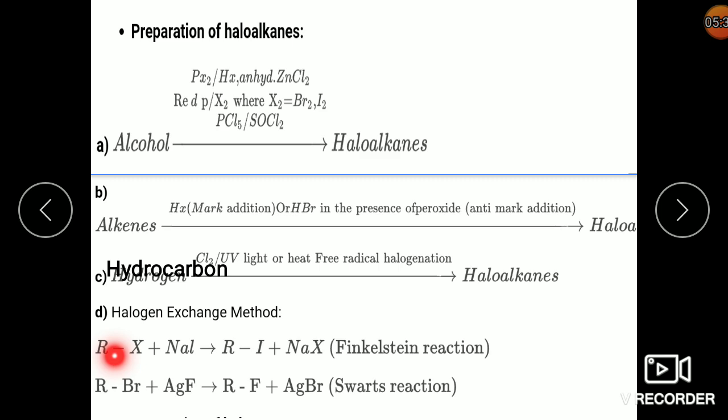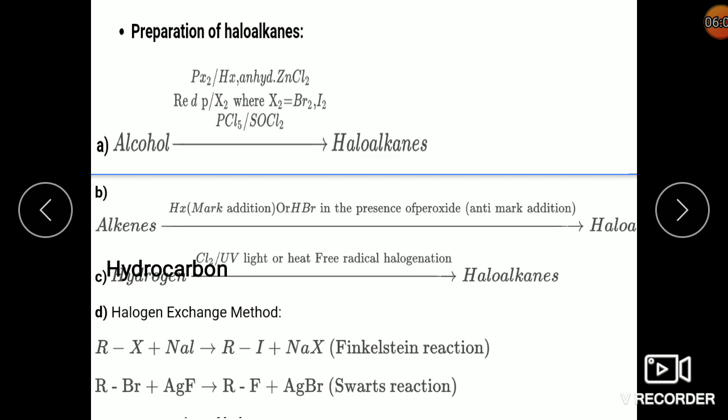Suppose you are starting with RBr or RCl. You have chosen chloroalkane or bromoalkane, and you want iodoalkane. In that case, you will treat it with sodium iodide. Then iodine, being a halogen, will replace the halogen already present in the haloalkane, and you will get iodoalkane. This reaction is called Finkelstein reaction.